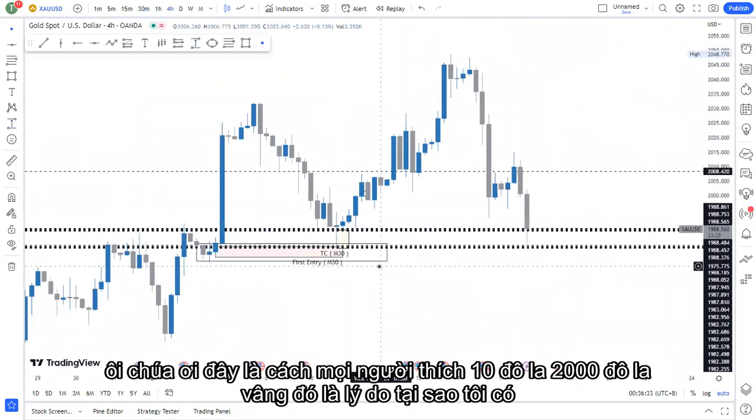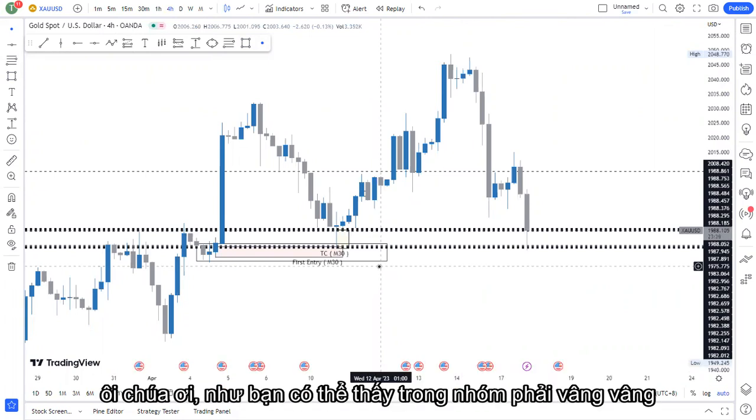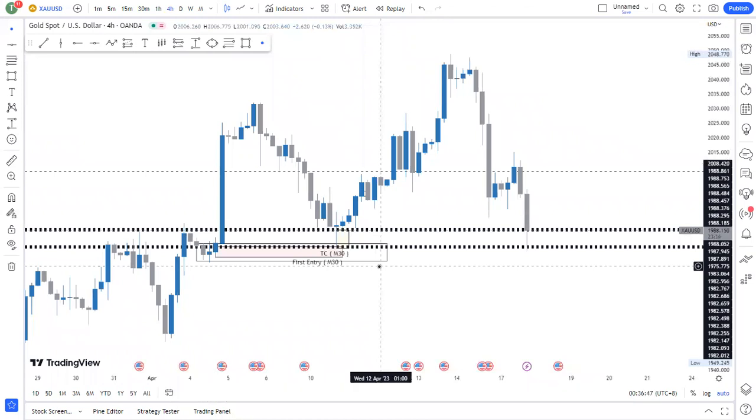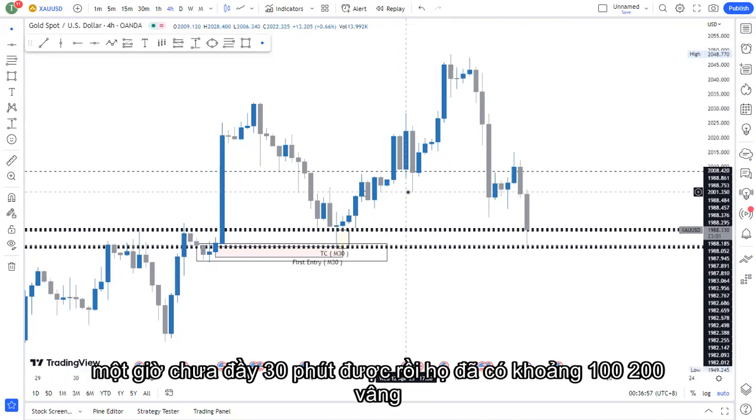Yes, that's why I have my student that grew from $10 to $14,000. 15,000. Yeah, as you can see in the group, right? They deposit 10 and they're telling 250 today, 260. Deposit like 30, and then in less than an hour, less than 30 minutes, they already got like $100, $200.